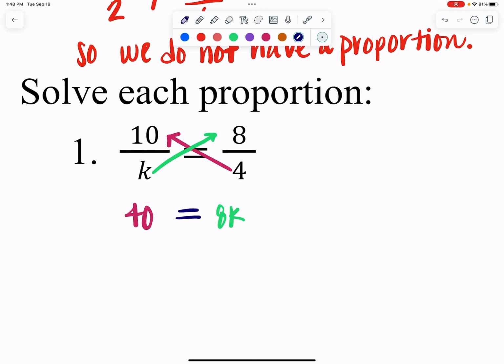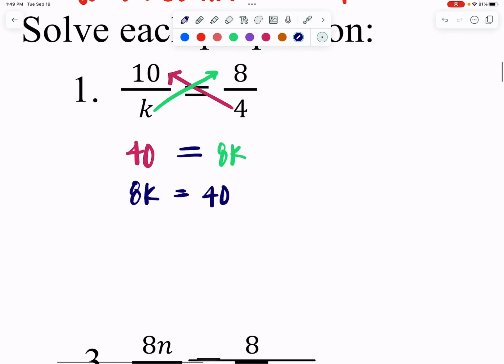Now my goal is to isolate the k. Now I know a lot of you like it better when the k is on the left side of the equation, so I'm going to flip this around. So the 8k is on the left side. That makes some of you feel more comfortable, and that's okay. To undo the multiplying that is holding the 8 and the k together, we use the opposite operation, or the inverse operation, of multiplication. That is division. And if I do it on one side, I have to do it to the other side.